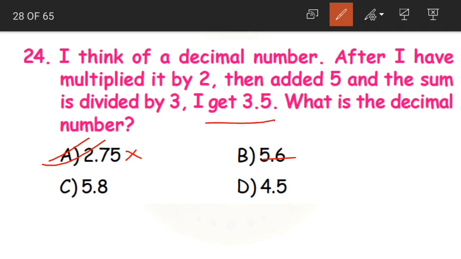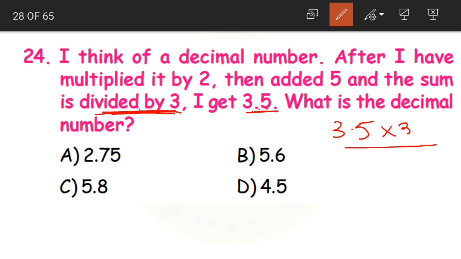Another method is to solve this question backwards. Okay, 3.5 was the answer, right? But we'll start with 3.5 now. After 3.5, what did we say? Divided by 3. But we have to do the opposite. Multiply it by 3. We have 15, 10. Point here. Yes? 10.5 is our answer.